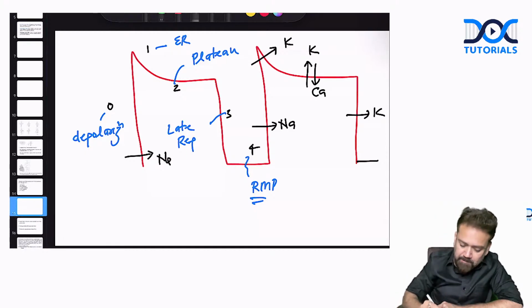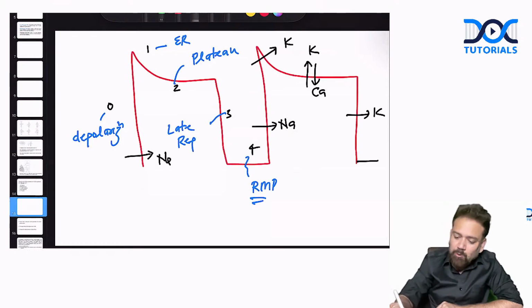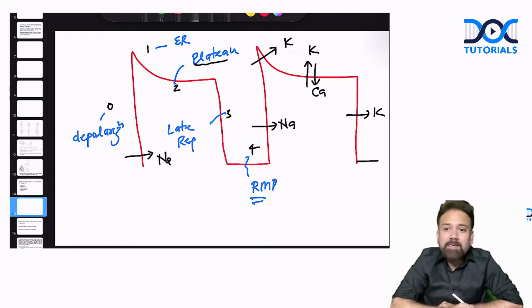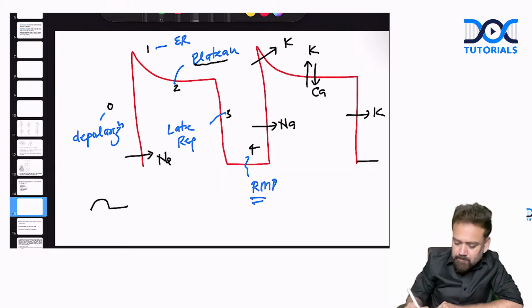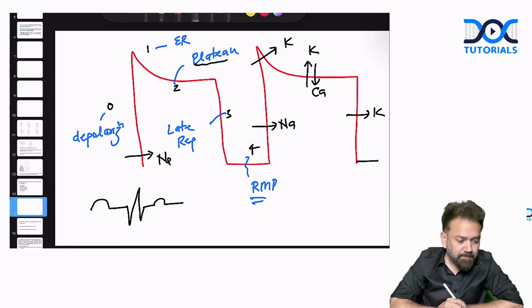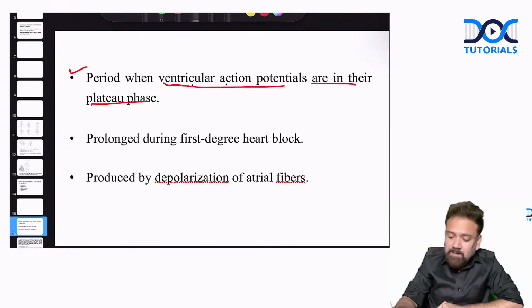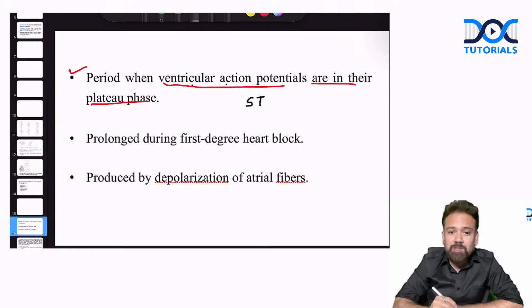Now come back to the question. Period when ventricular action potentials are in the plateau phase. See, in the plateau phase, how can you link with the ECG? This is P wave, QRS wave, and T wave. Is there any idea? Anyone? The period when ventricular action potential is in the plateau phase, it is between depolarization and repolarization.